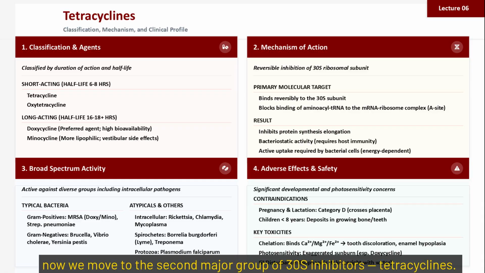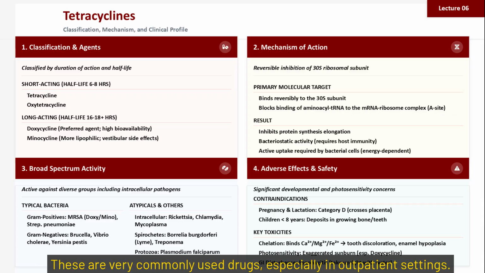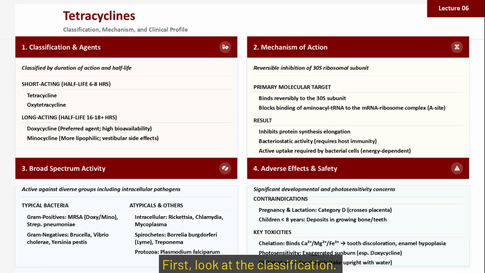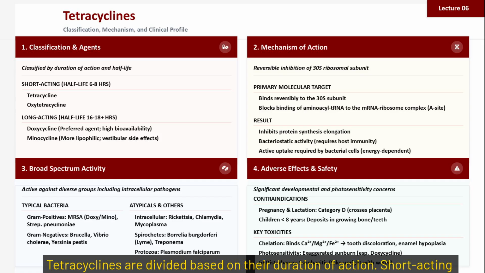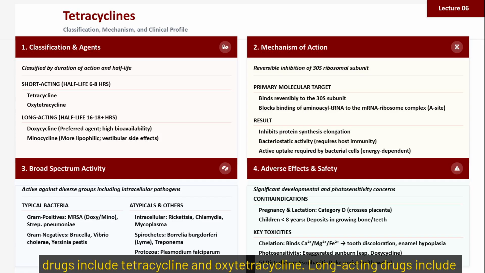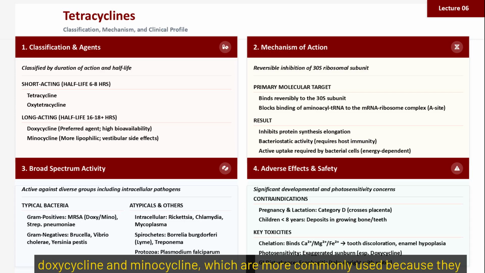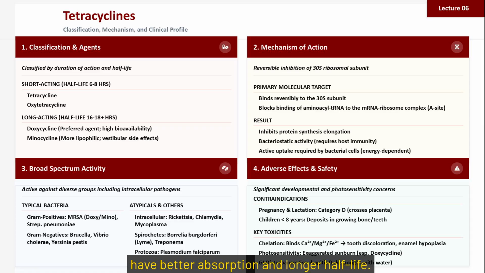Now we move to the second major group of 30S inhibitors, tetracyclines. These are very commonly used drugs, especially in outpatient settings. First, look at the classification. Tetracyclines are divided based on their duration of action. Short-acting drugs include tetracycline and oxytetracycline. Long-acting drugs include doxycycline and minocycline, which are more commonly used because they have better absorption and longer half-life.